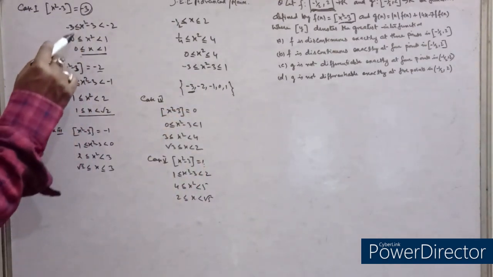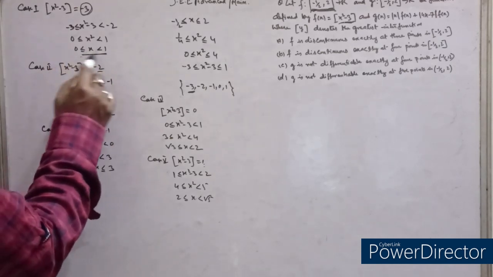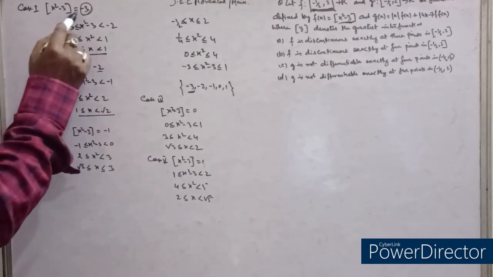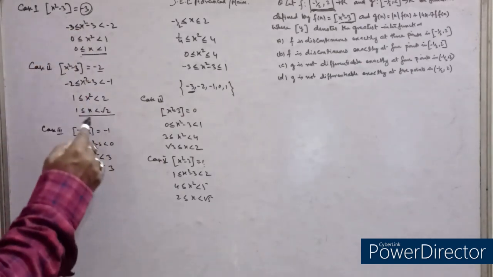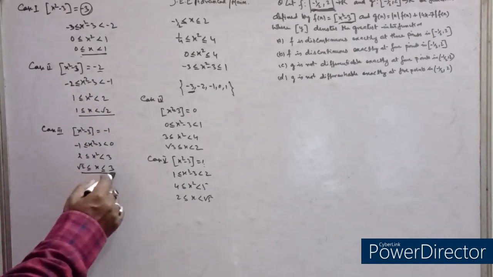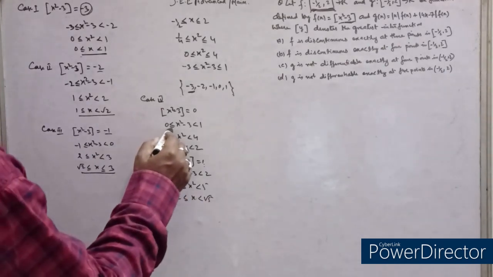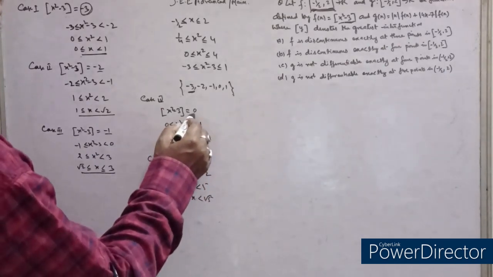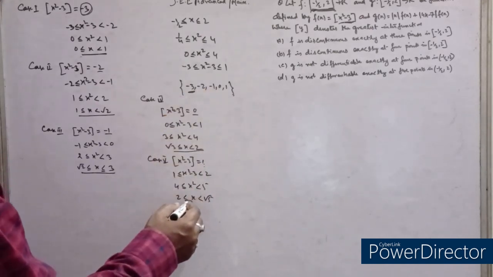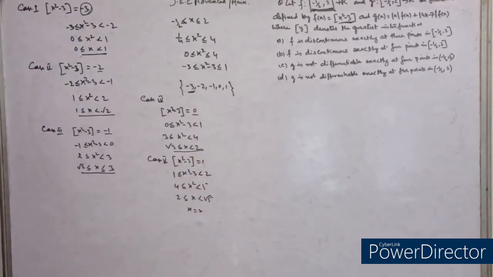For -3, your limit will be this, and for x within this range, your y, that is your greatest integer value, will be -3. Within this range your greatest integer function value will be -2, and within this range it will be -1, and within this range x, your value will be 0. Here our maximum limit is 2, so we will consider x equal to 2. For x equal to 2, it is 1.